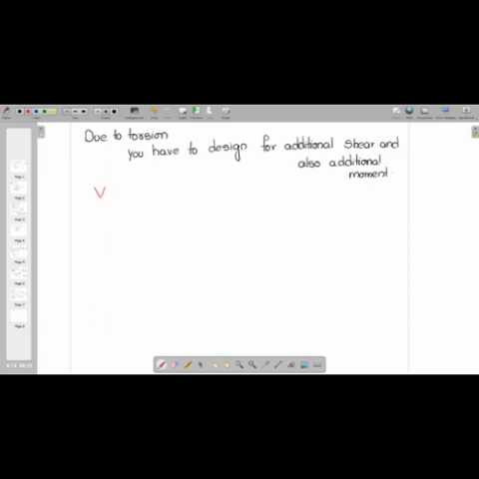In this case, what will be the equivalent shear? This can be a direct question in your exam. Due to torsion, what is the equivalent shear? The equivalent shear will be equal to Vu plus 1.6 into Tu by b. This is the formula which you know very well.